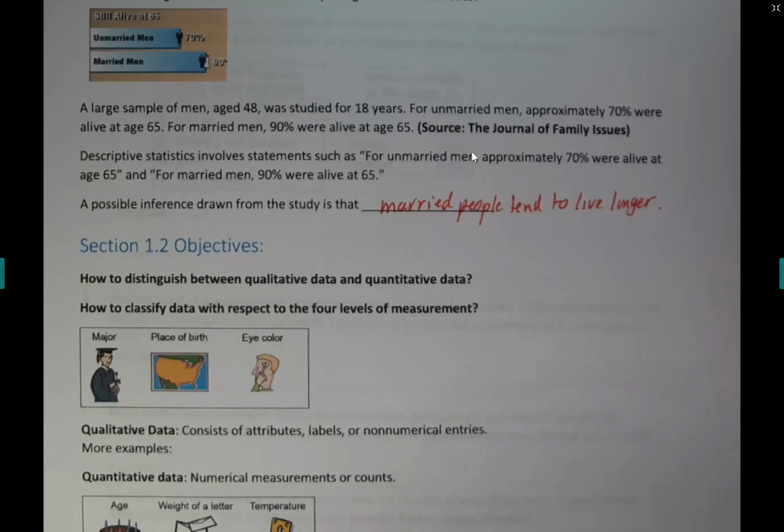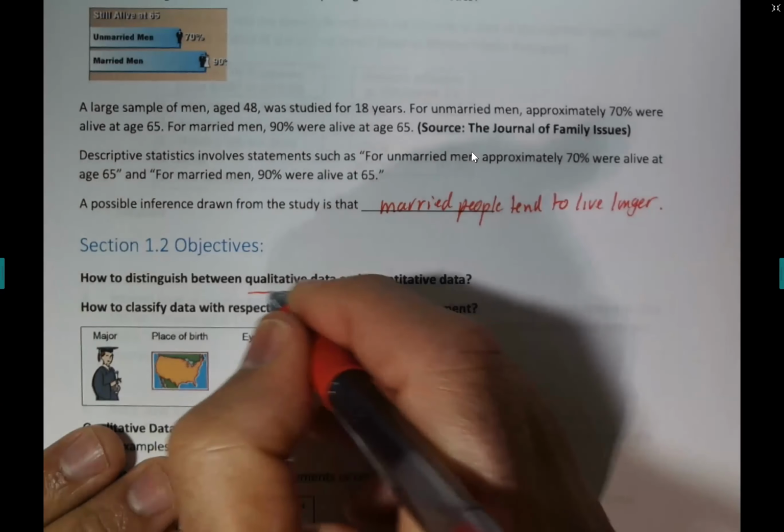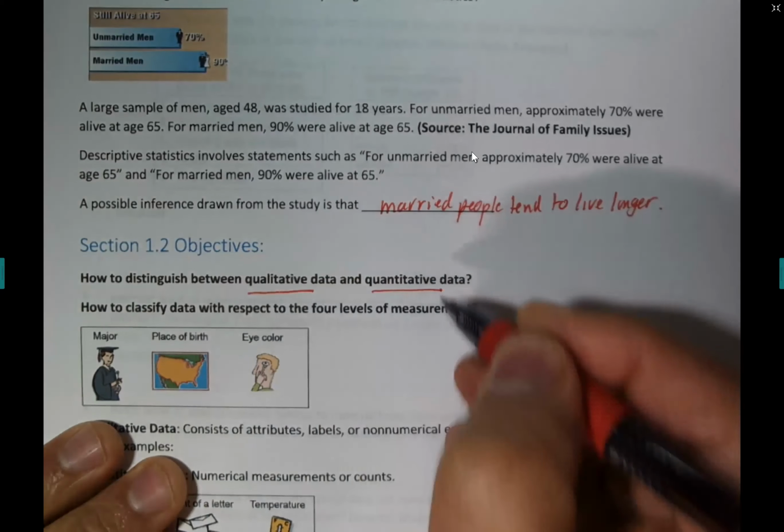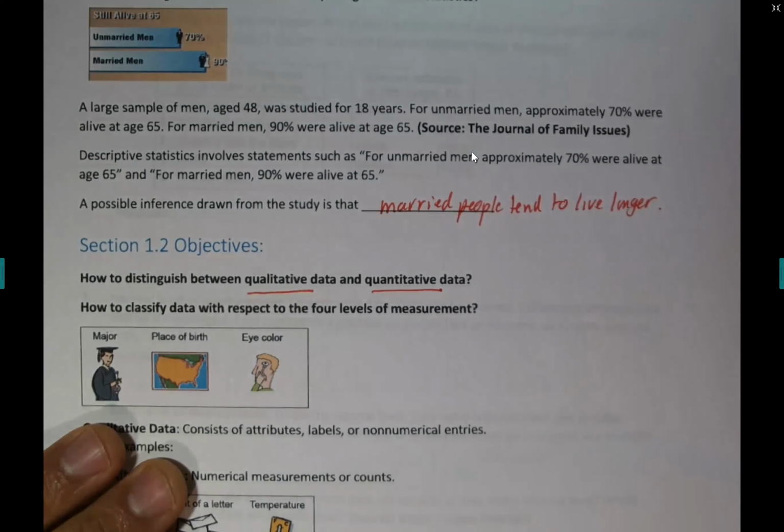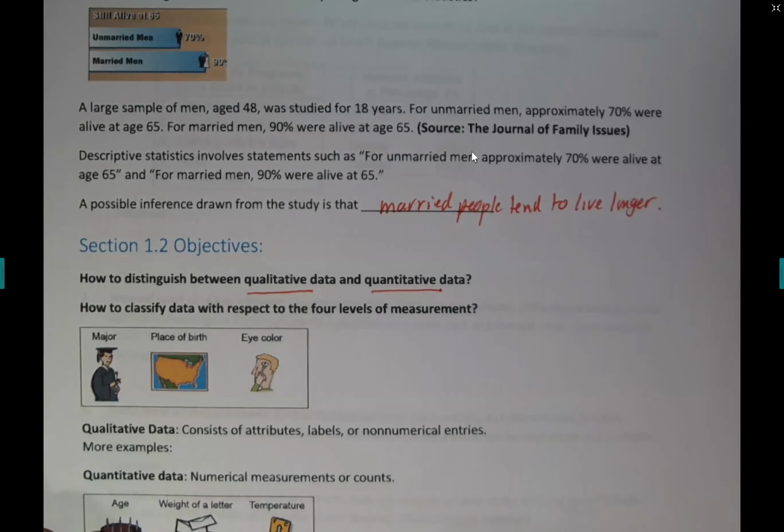Section 1.2 is an easy section. You just learn how to distinguish between qualitative data and quantitative data. Quantitative, guys, means a number, a quantity that you can add, subtract. Qualitative is not a number, it's an attribute. Qualitative data consists of attributes, labels, and non-numerical entries.